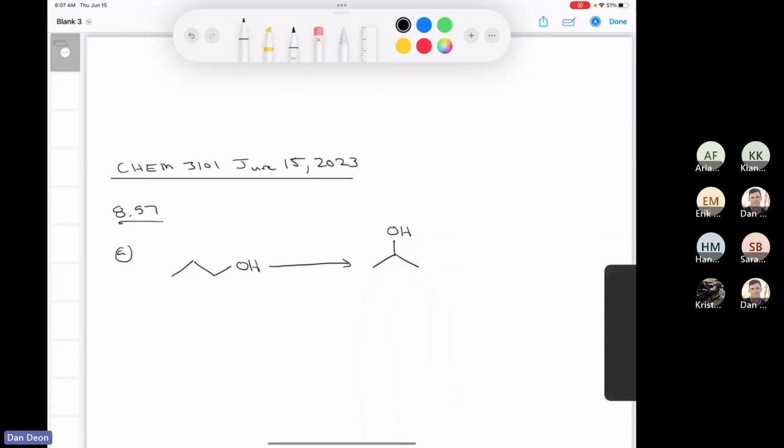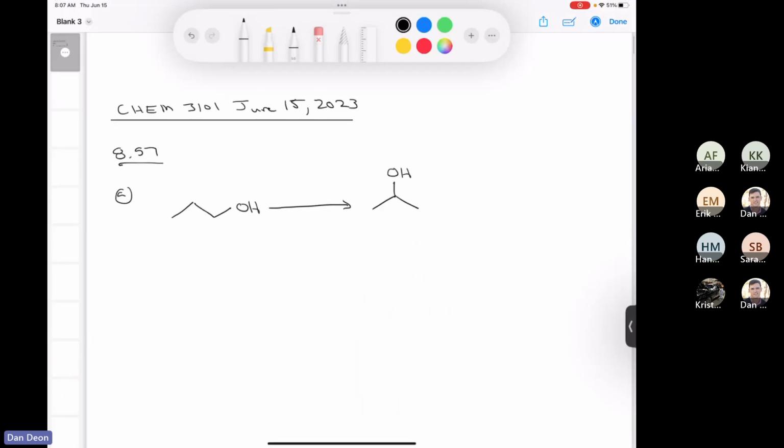So Chemistry 3101, we finished chapter 8, which is the alkenes chapter. We finished the content of it. So chapter 8, which deals with the chemistry of alkenes. And today I wanted to spend some time looking at a few problems. And we're going to start with question 8.57.